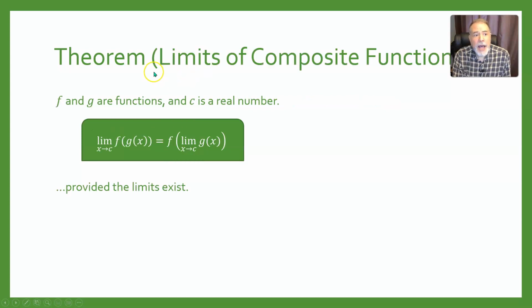And for composite functions, if you've got a composite function f of g of x, if you know the limit of g of x, then the limit of f of g of x is just f of the limit of g of x. So again, this is the kind of thing that you would expect to be true, and in fact it is true.